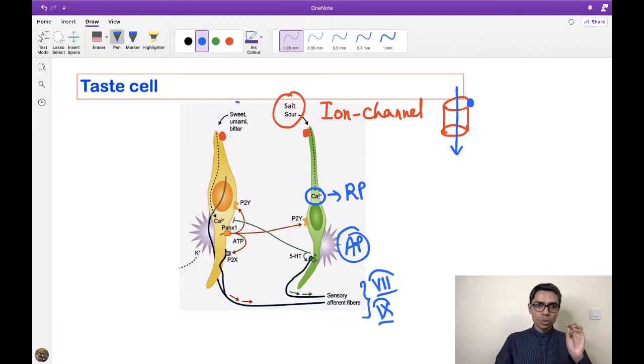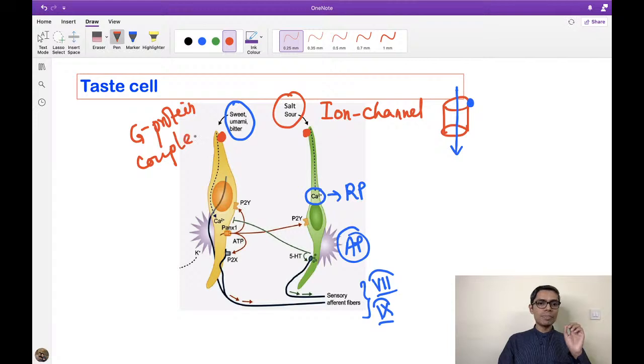On the other hand, for sweet, umami and bitter, the receptors dedicated to these 3 kinds of taste are G protein coupled receptors, like the olfactory receptors. Whenever the chemical attaches to this receptor, it activates the G protein, and through this G protein it stimulates various mechanisms inside the cell, which ultimately lead to influx of calcium, and this calcium ultimately produces the action potential in this cell.